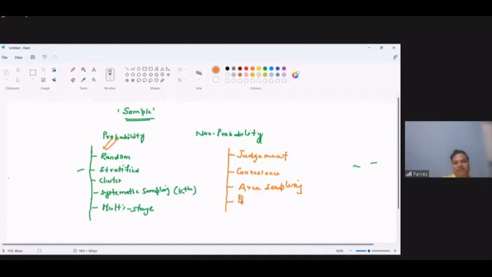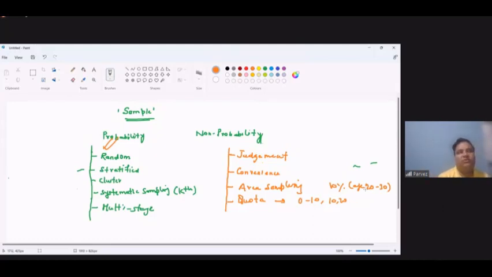Then we have quota sampling method. Quota means we can assign different quota, like I say 0 to 10, 10 to 20, or 10% sample I select from the age group of 20 to 30. Okay. So like this, some quota will be assigned. So that is also called a non-probability sampling method.